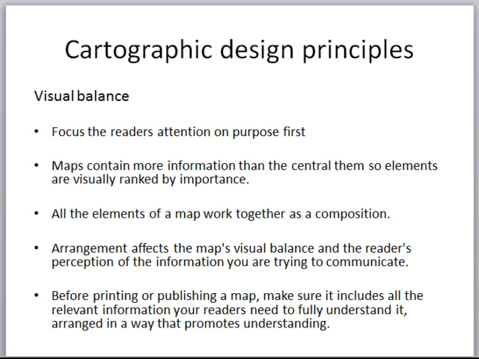When you think about graphic communication, which is what we're doing with maps, we're communicating graphically, it is different than other types of communication like spoken language or written language. With spoken language and written language, you get things in a very serial fashion, one word after the other. With graphic communication, you get all of the information at one time, and you have to sort it out. So you need to rank things by importance on a map. Arrangement affects the map's visual balance and the reader's perception of the information you're trying to communicate.